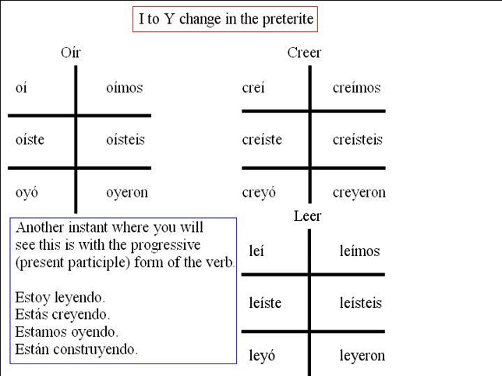Hey guys, so for this video I just wanted to point out something to you really quick. It's nothing that's super difficult, but I thought I'd show it to you. When you're conjugating verbs, there are times where the letter I can change to a Y, and I thought I'd show you a couple instances in which this happens.